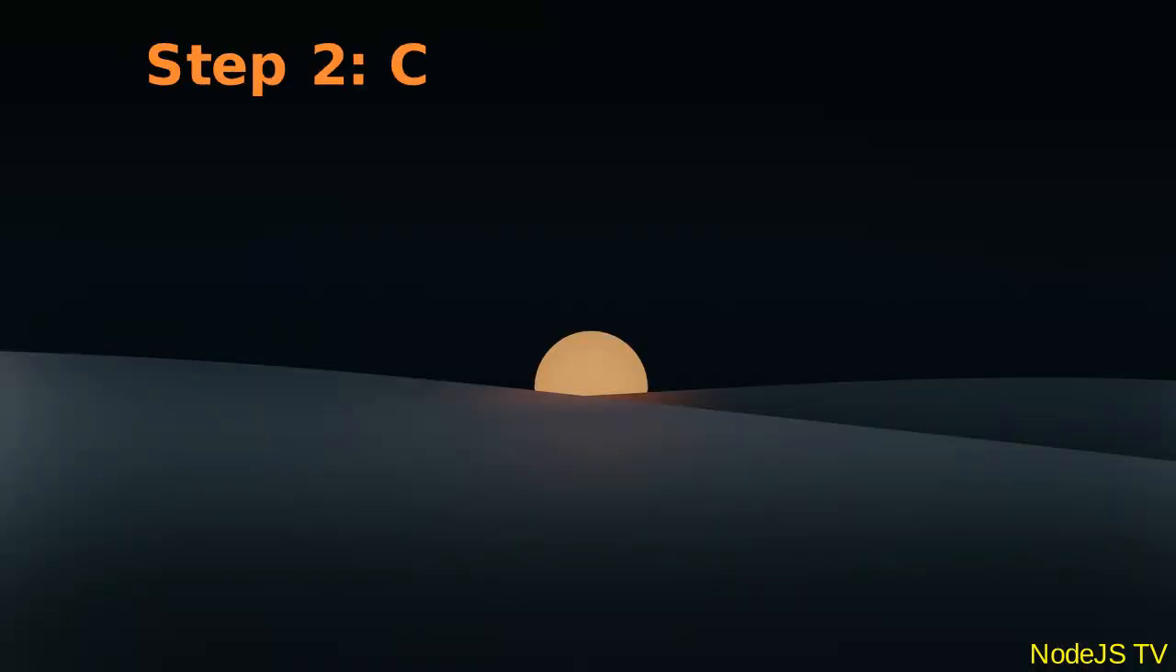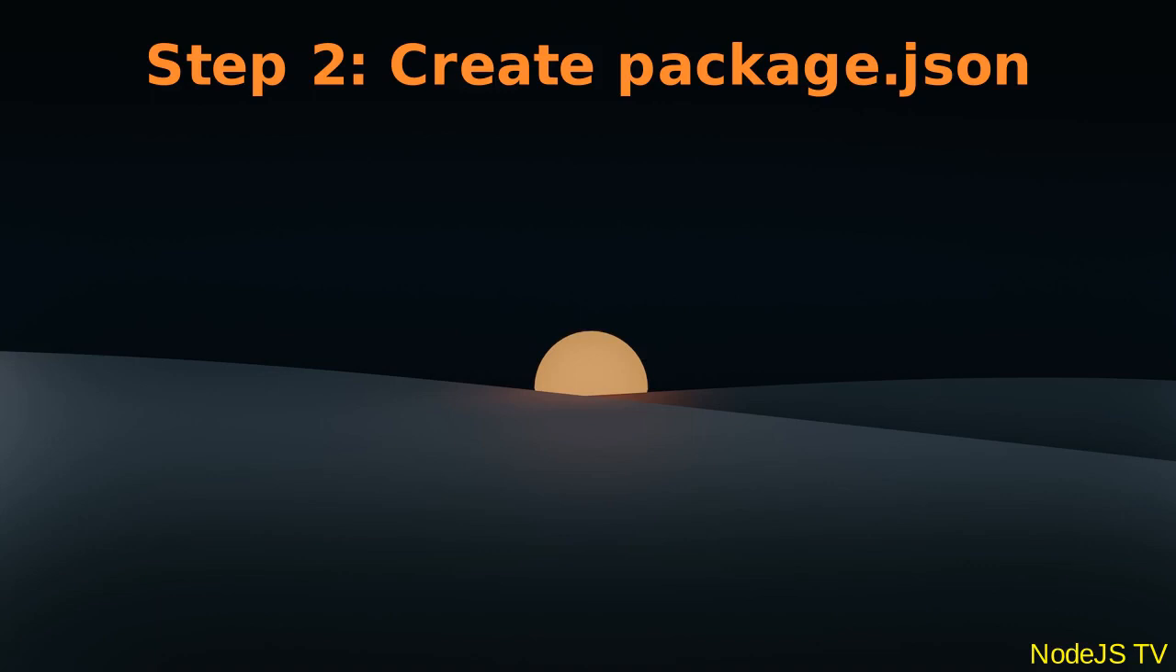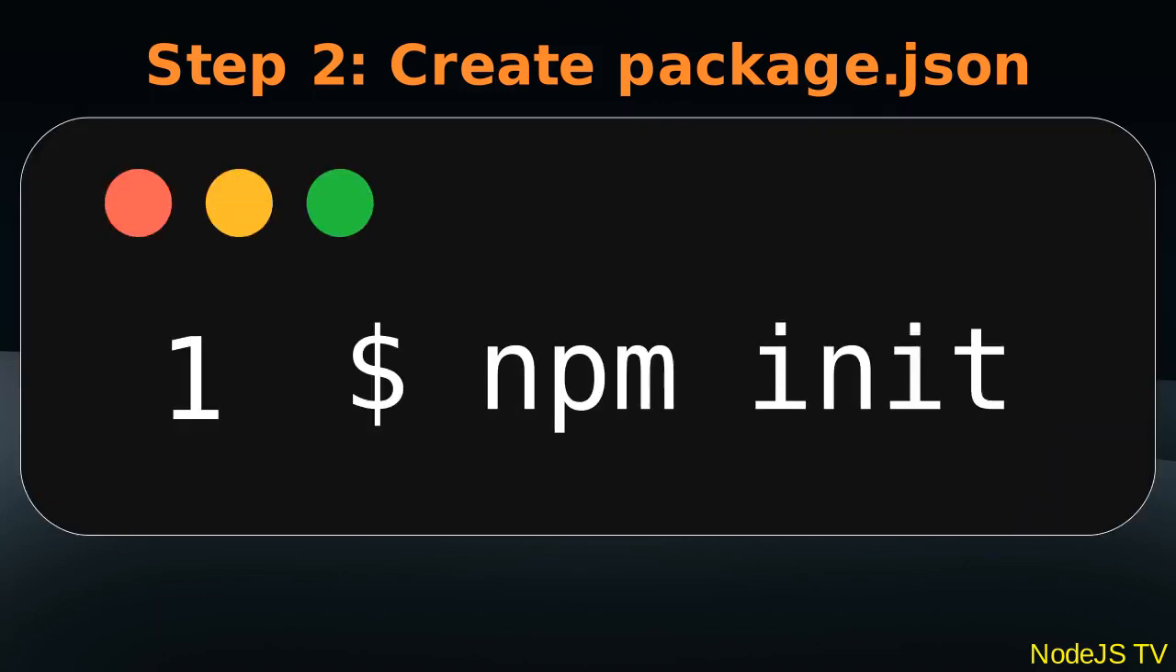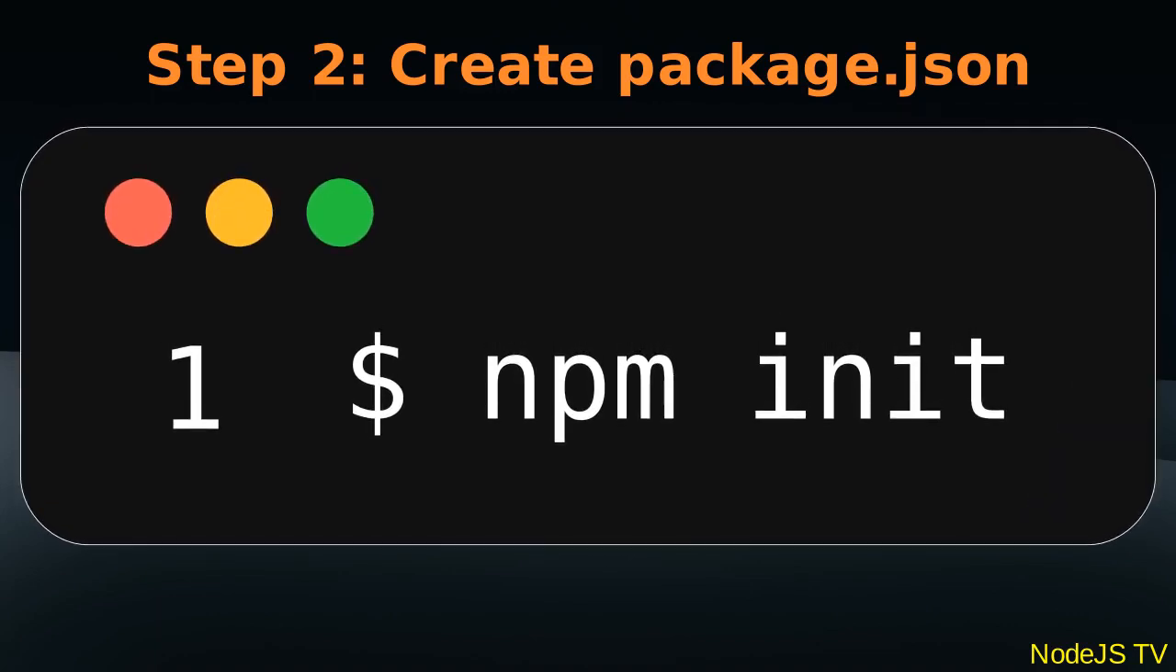Step 2. Create package.json. Use the npm init command to create a package.json file for your application. This command prompts you for a number of things, such as the name and version of your application. For now, you can simply hit return to accept the defaults for most of them, with the following exception.